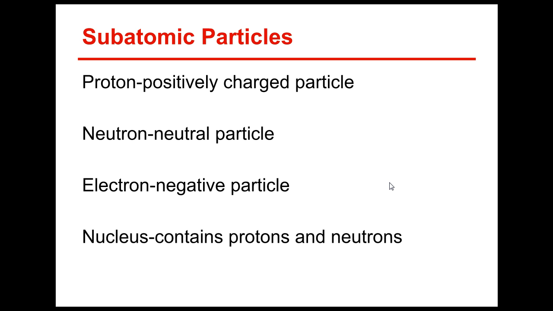Inside the nucleus, you will find protons and neutrons. Also, you will find most of the mass of your atom. Electrons are orbiting outside the nucleus in the electron cloud.